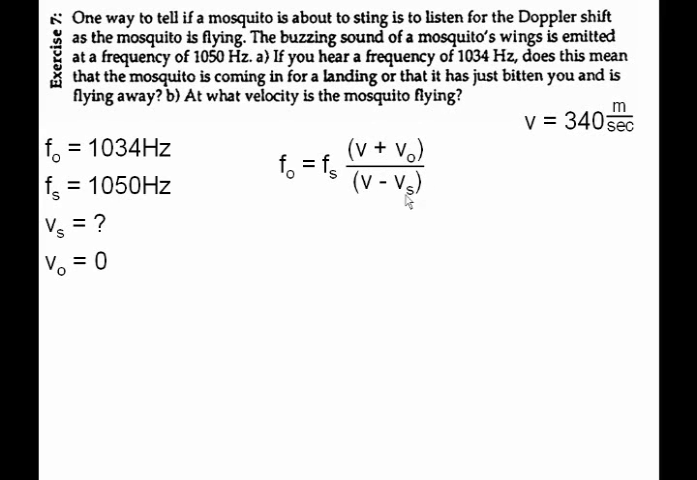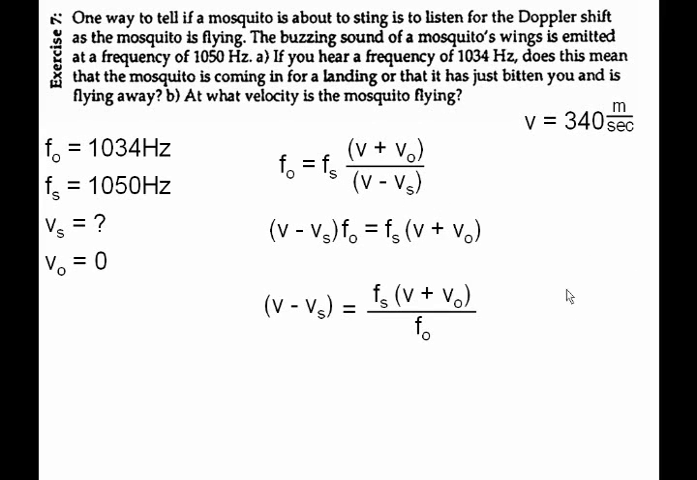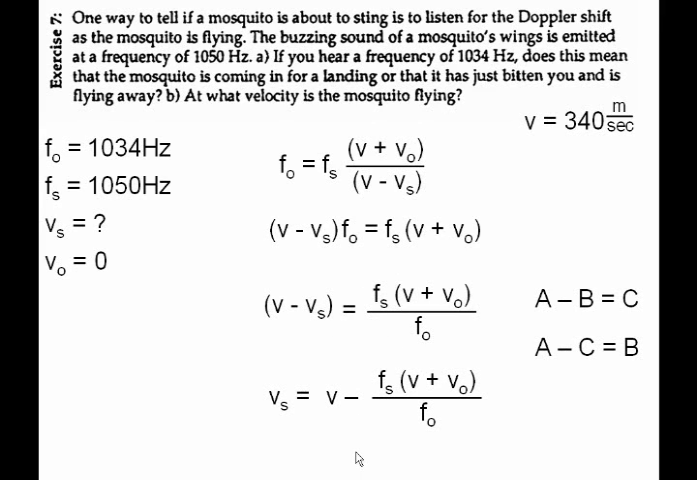So first I'm going to multiply both sides by this denominator, and then I'm going to divide both sides by the fO. And on the first day of school, I showed you some algebra tricks when you have something minus something. If I have A minus B equals C, and I want to know what B is, B and C can swap places. A minus C is B. So what I'm going to do is swap places with all of this and the vS, and that's how I solve it for vS.